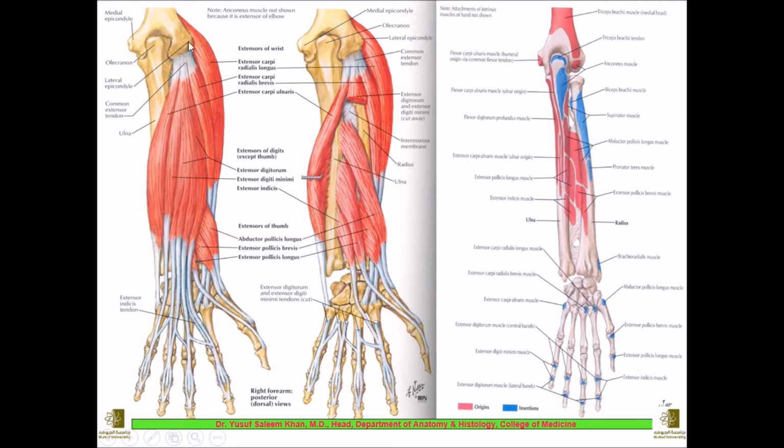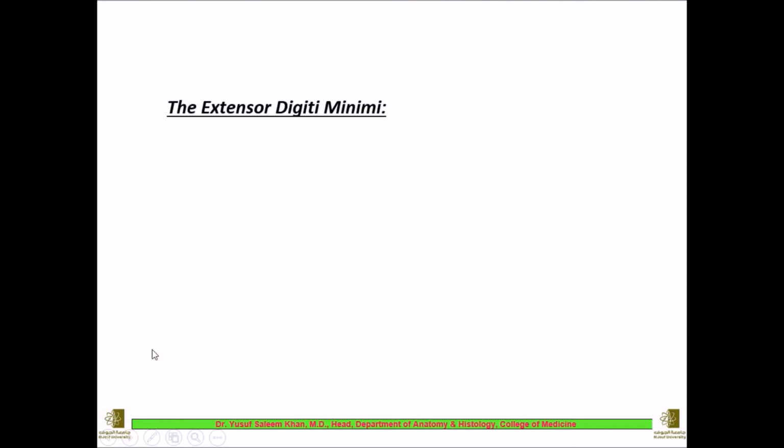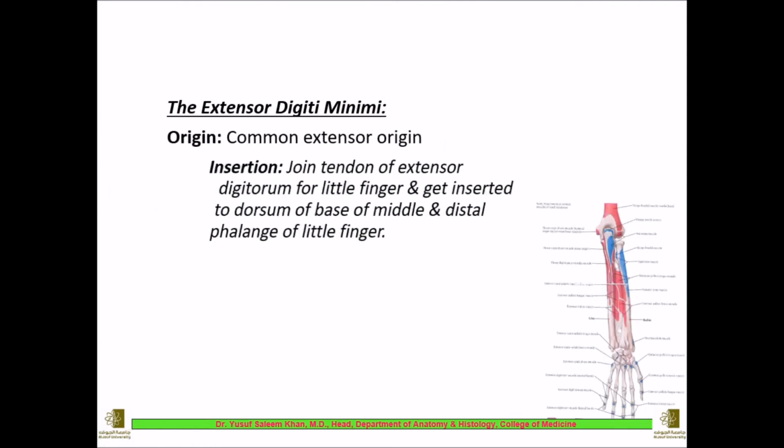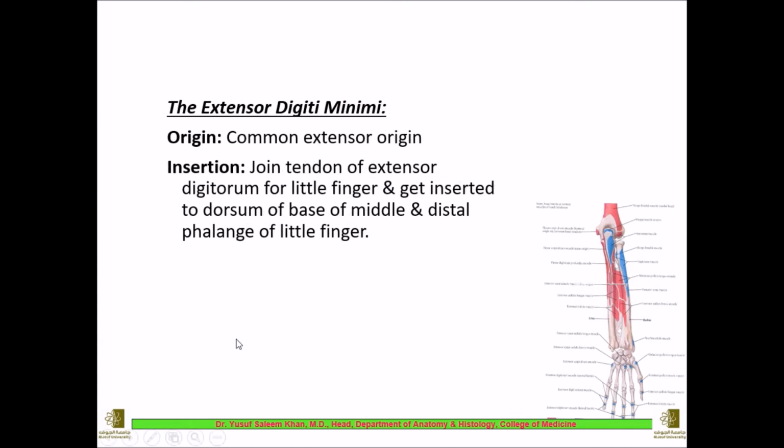So the origin is from the common extensor origin, and it goes all the way down and gets inserted along with the tendon of the extensor digitorum to the little finger by the same three slips of the digitorum. Okay, so the origin of this muscle is from the common extensor origin, and in its insertion it joins the tendon of the extensor digitorum of the little finger and gets inserted to the dorsum of the base of the middle as well as the distal phalanx of the little finger.